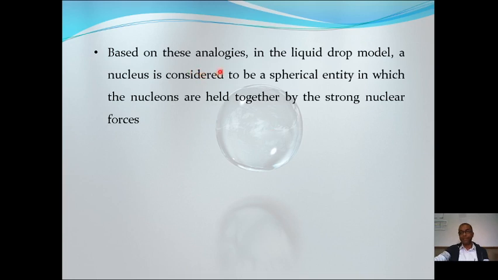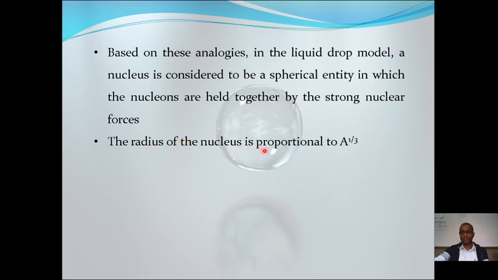Based on these analogies, since the nucleus and a liquid drop have these similarities, in the liquid drop model of a nucleus it was proposed that an atomic nucleus is analogous to a liquid drop. In this model it is considered that a nucleus is a spherical entity in which the nucleons are held together by the strong nuclear forces. These are the considerations of the liquid drop model of a nucleus.